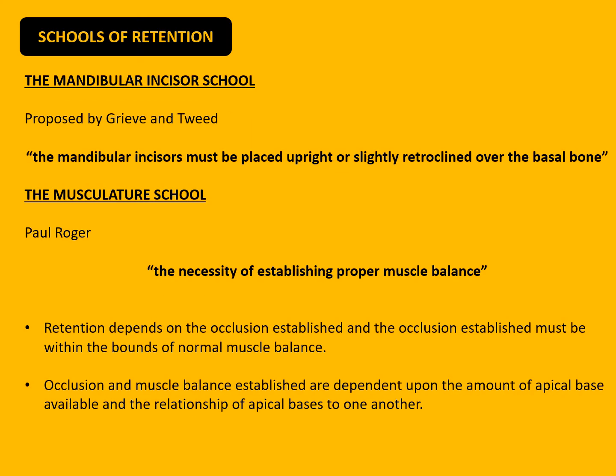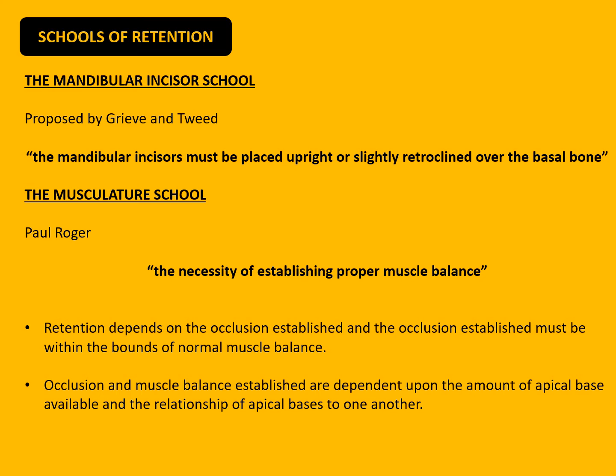The next one is the mandibular incisor school proposed by Grieve and Tweed. The mandibular incisors must be placed upright or slightly retroclined over the basal bone. This is again an important thing, especially the lower anteriors, that's the mandibular incisors. So they have to be placed upright or slightly retroclined over the basal bone to prevent relapse.